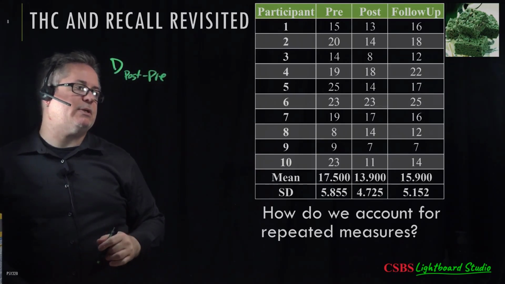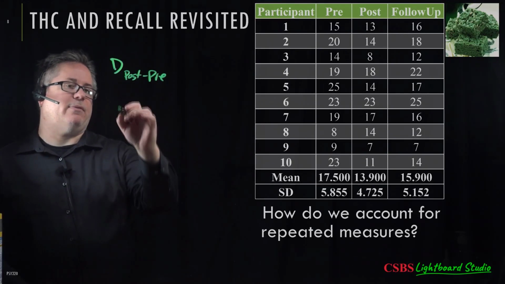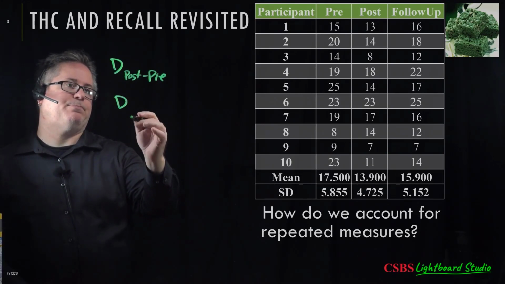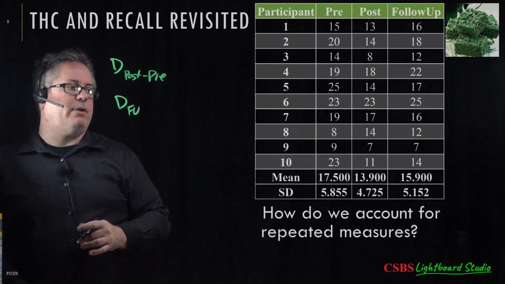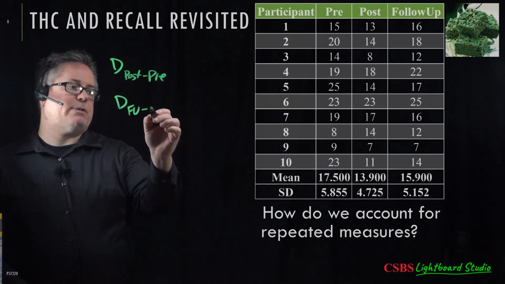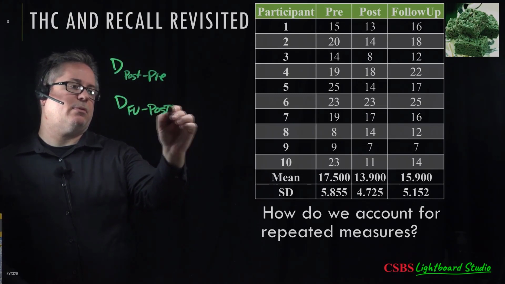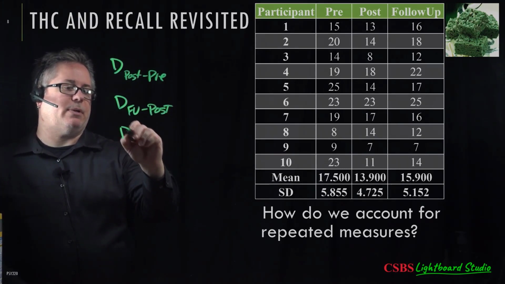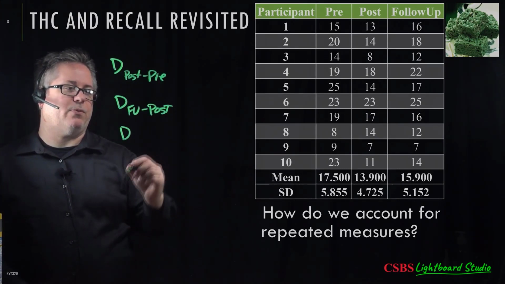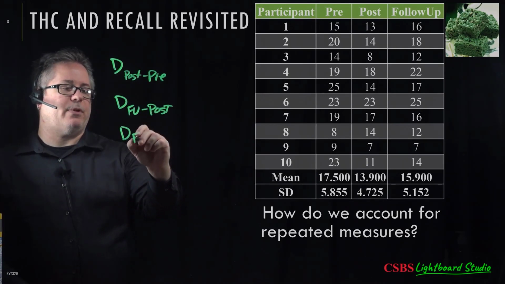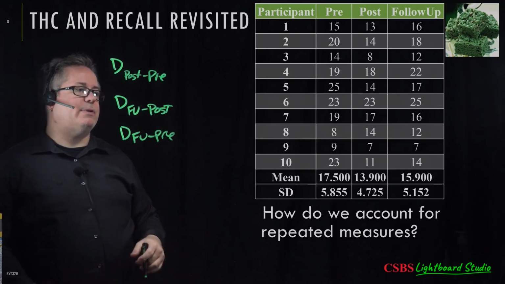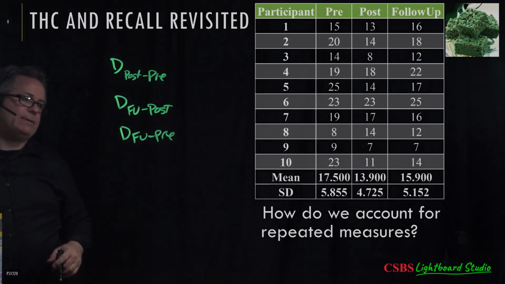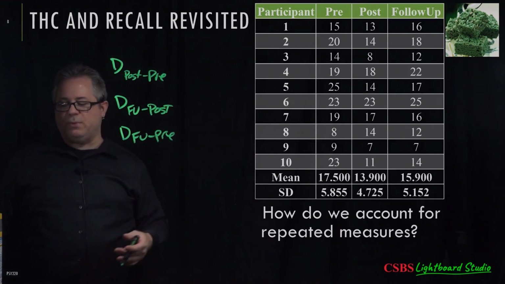I can do a t-test for that. I can have another score, I'll just call it FU, it's kind of funny, follow-up minus post, all right? I can do another dependent samples test. Let me find the difference for follow-up minus pre. I'm going to have 3 different dependent samples t-tests.